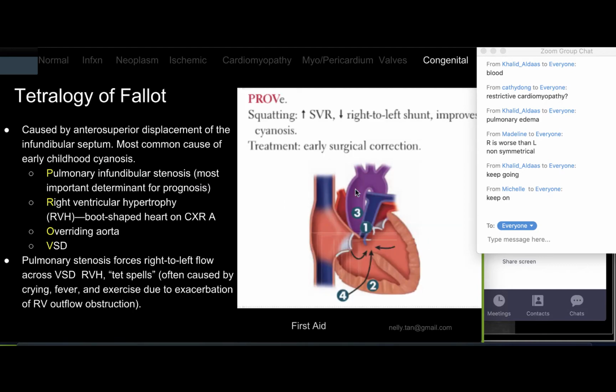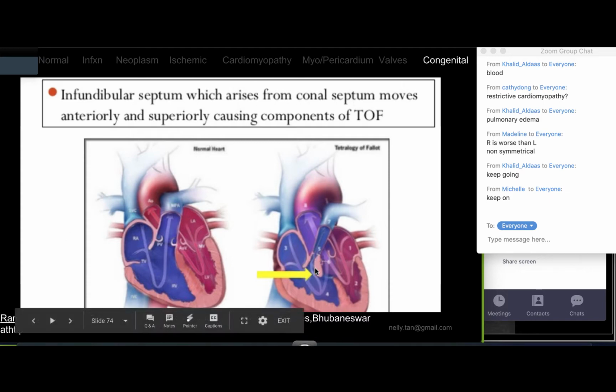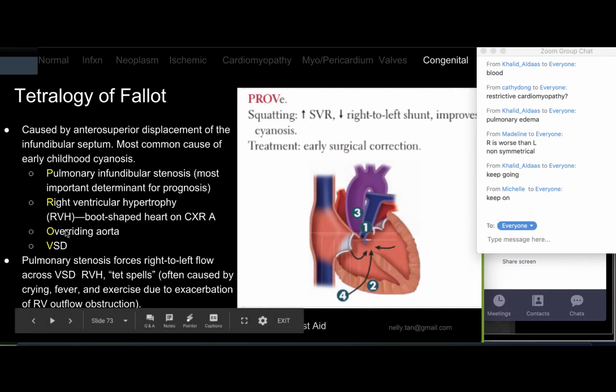Tetralogy of Fallot, it's PROV, so you get these 4 findings, and it actually has to do with the conal septum. The conal septum is this part of the interventricular septum, and this part is in the wrong place. It moved anteriorly and superiorly. And that wrong location causes the pulmonary artery to become very narrow. So that's what leads to the 4 findings we typically see. So the conus is in the wrong place.